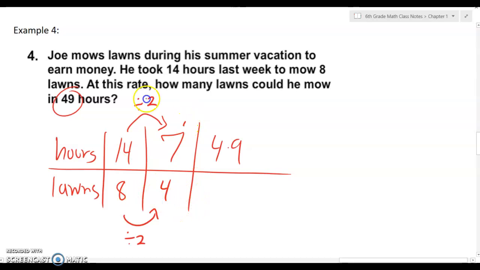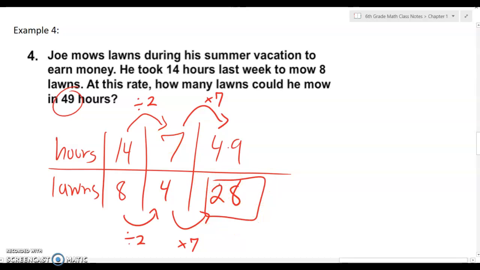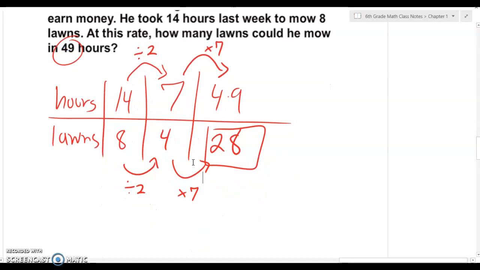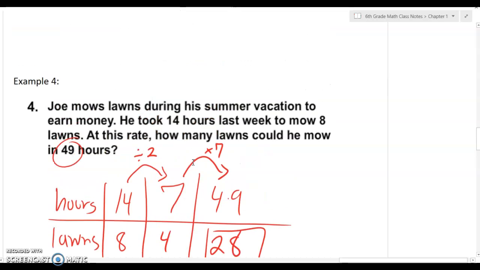Now I can get from 7 to 49 because 7 times 7 is 49. So what I do at the top, I do to the bottom. 4 times 7, 28. So our answer is 28 lawns in 49 minutes. Make sure you go ahead and push pause and copy this down.